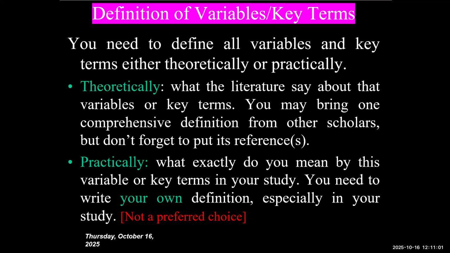That's why you are using a systematic, organized way. So you cannot just write anything on your own. You have to back them with a lot of literature. Practically, what exactly do you mean by this variable or key terms in your study? You need to write your own definition, especially in your study, but it's not a preferred choice. You are not a grounded scholar, so you can't define things. You have to always look at what is in the literature and use that to support whatever you are doing.